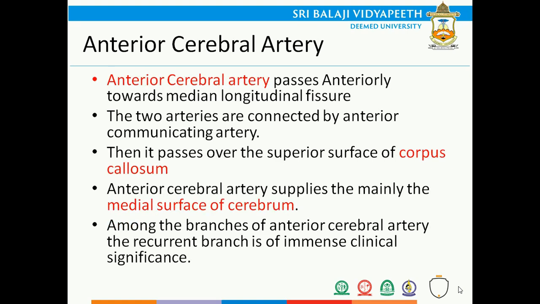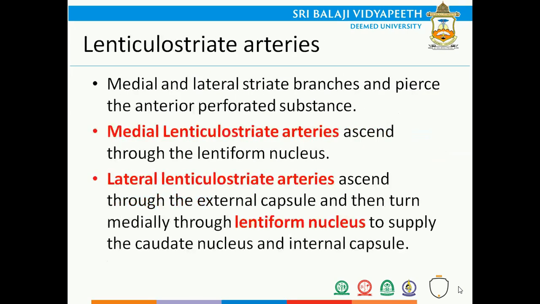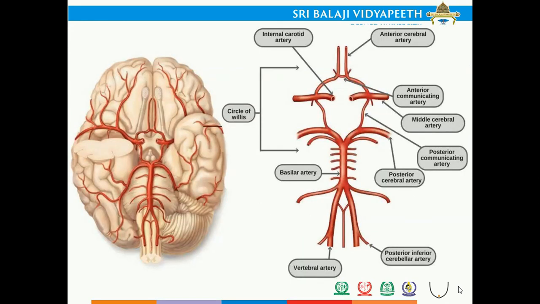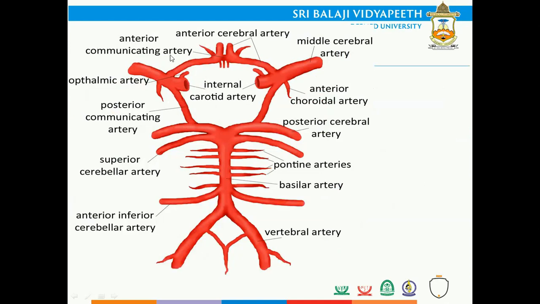Before we go into the anterior cerebral artery, let me show you the image. See, this is the image of the brain. At the base of the brain, you find the two internal carotid arteries giving the major branches. The ophthalmic artery is one branch here. See, this is the ophthalmic artery that is given.